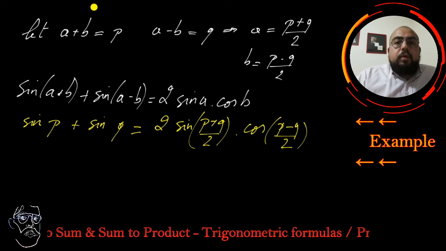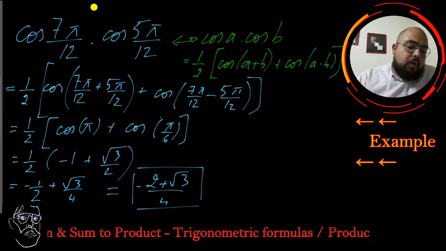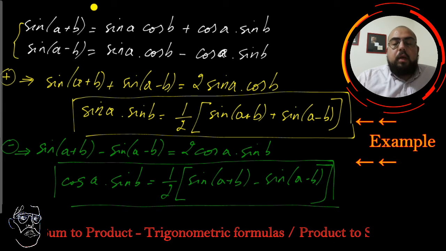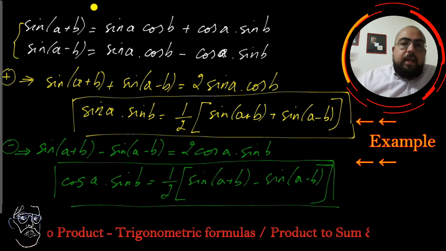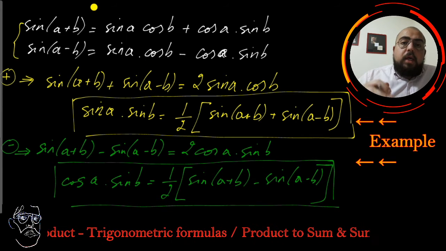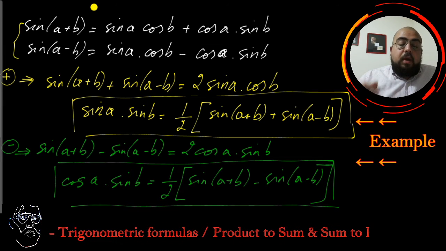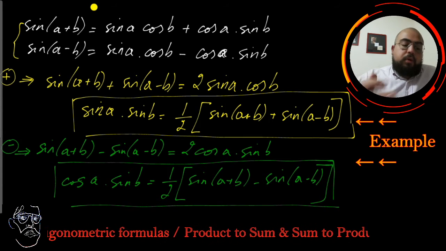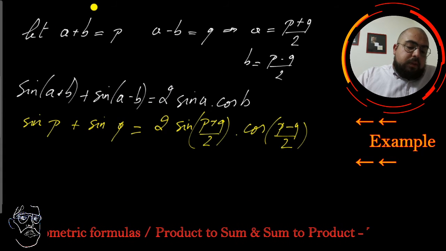Now, you're going to do the same thing for the previous formulas that we already mentioned above. So sine A times sine B is equal to 1 over 2 of sine A plus B plus sine A minus B. You're going to simply replace A plus B by P, A minus B by Q, and A by (P plus Q) over 2, B by (P minus Q) over 2. Whenever you do this, you're going to obtain the formulas where you can transform your sum into product. So I'm going to tell you what the formulas are. This is the first one.